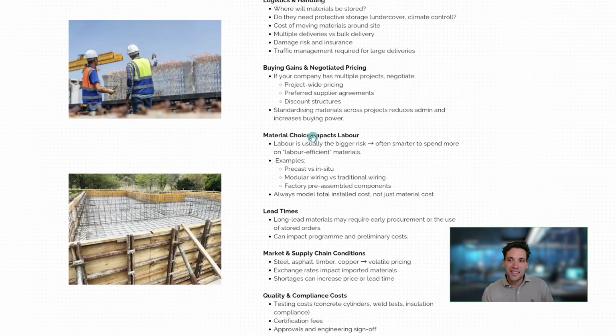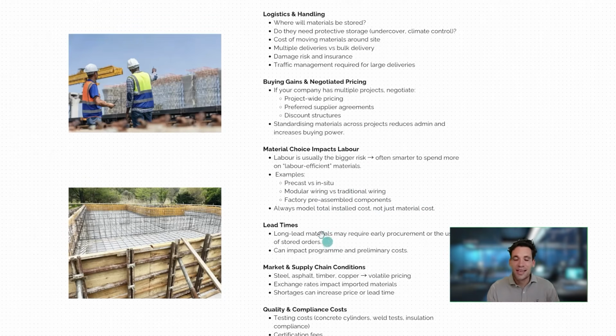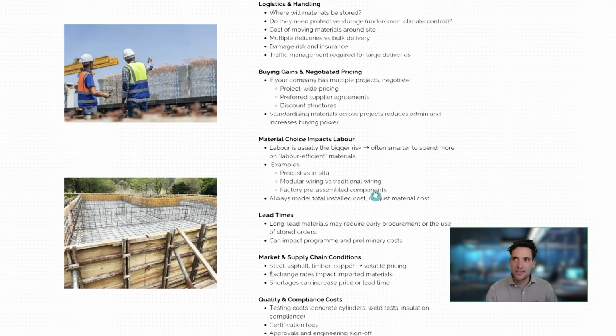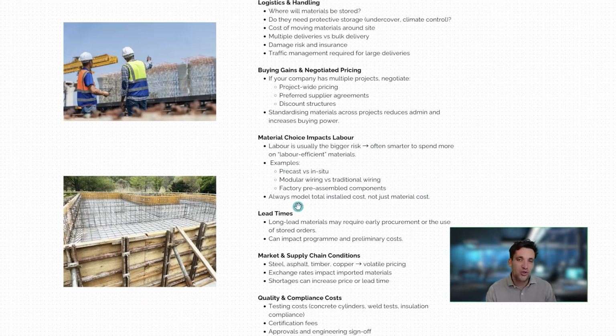The next thing I would consider is whether the material choice you're making at this stage has any flow-on effect to your plant and labor requirements. This is more of a philosophical thing, but I would always prefer to spend more money on materials because I think there's less risk in material prices, for example, using precast rather than in-situ concrete or modular wiring versus traditional installation of cables. But basically, it's where you might have to make some cost-benefit analysis decisions between the materials you're choosing and your labor and plant costs.